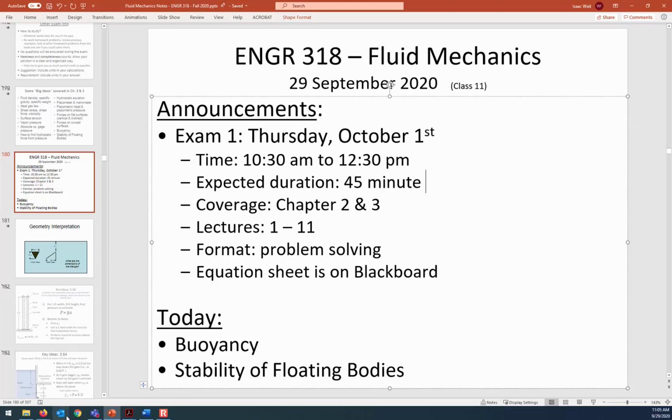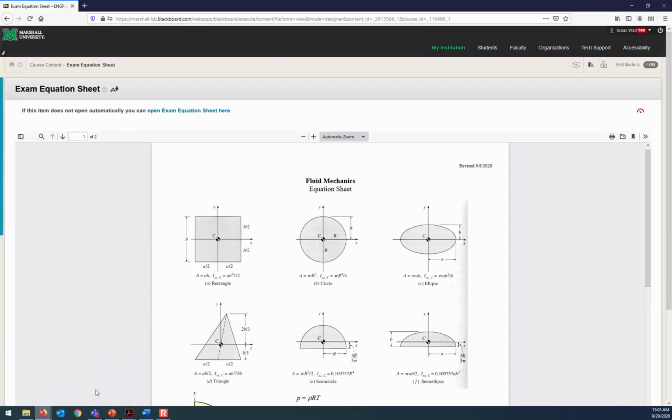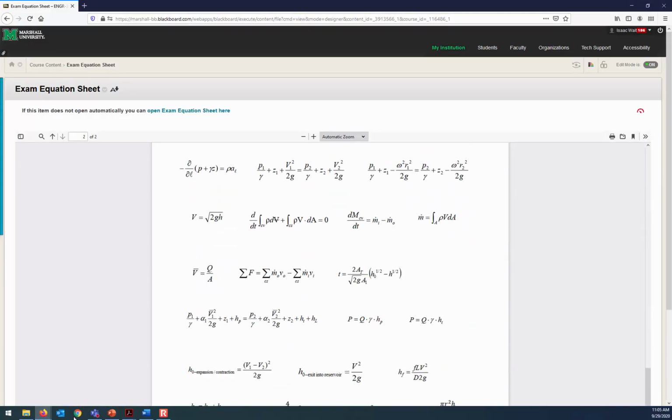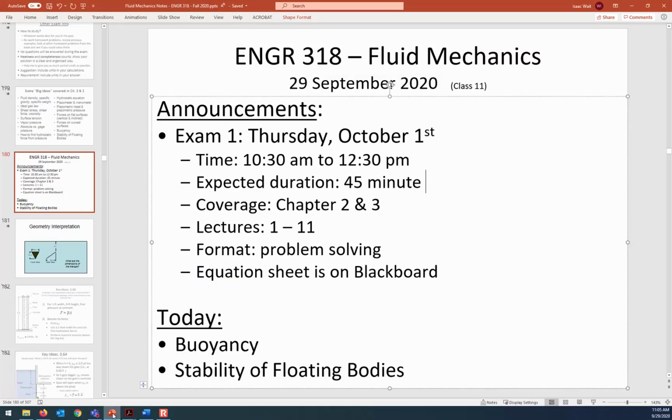And the equation sheet is available now. Here's the equation sheet that you can find on Blackboard. You're also allowed to use your previous homework assignments that you've solved, and so you can refer to them. You can refer to your textbook. In my experience, though, that can create a false sense of security where students think, oh, I'll just look it up in the book. I won't bother studying or learning in advance for the exam.